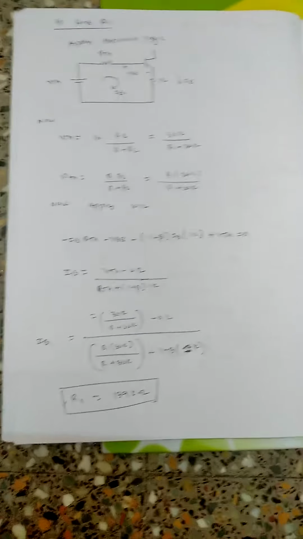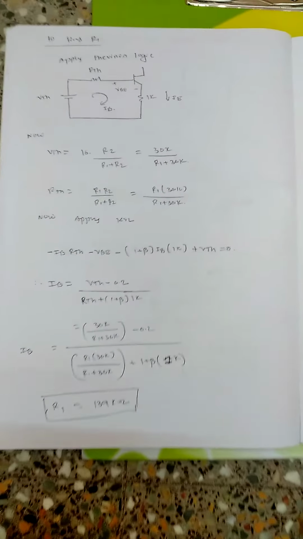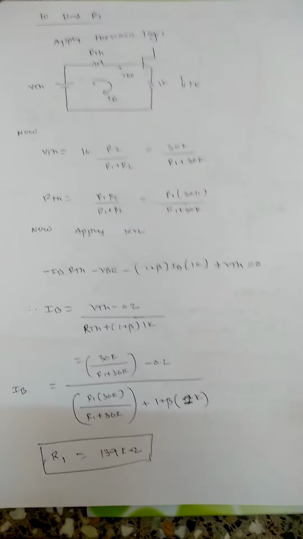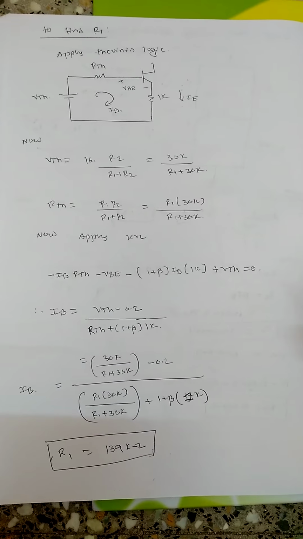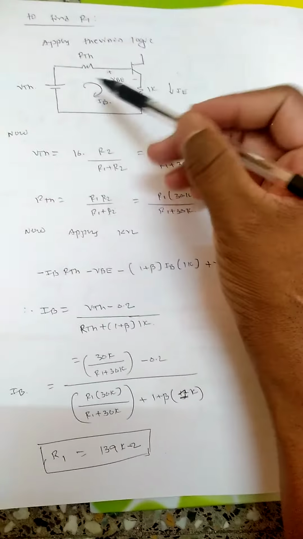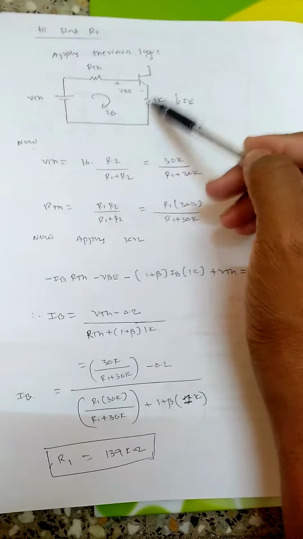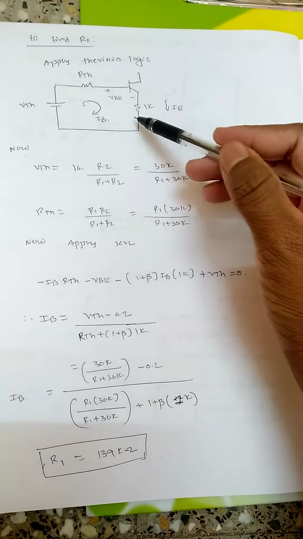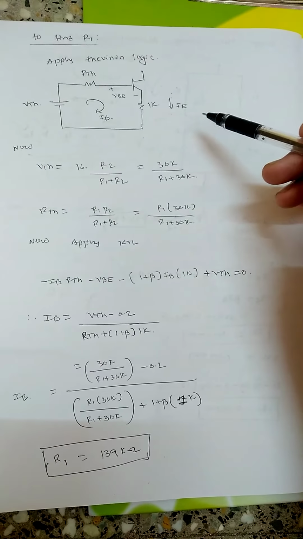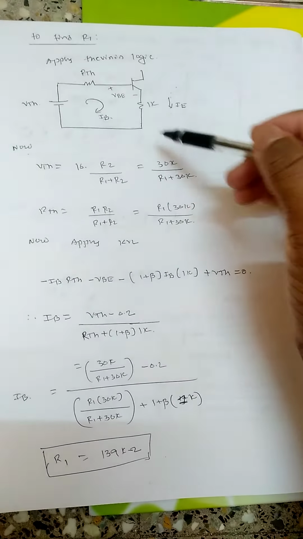So as this is the voltage divider circuit, whenever a voltage divider circuit is given, we need to find out the Thevenin's equivalent. So what it will be: VTH, RTH, and the rest of the things, that is 1K, and the current flowing through 1K is IE. Okay, so these things will be there.